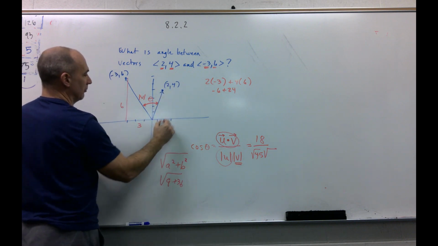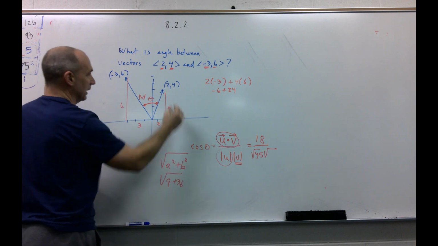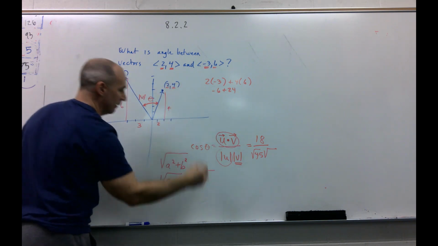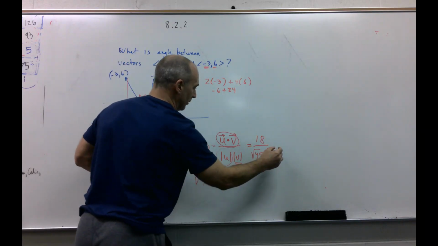So again, that's 2 and 4, so we could use the Pythagorean theorem, but I'm going to use this formula again. Square that, we get 4. Square that, we get 16, so we get the square root of 20. Now this is a mess.